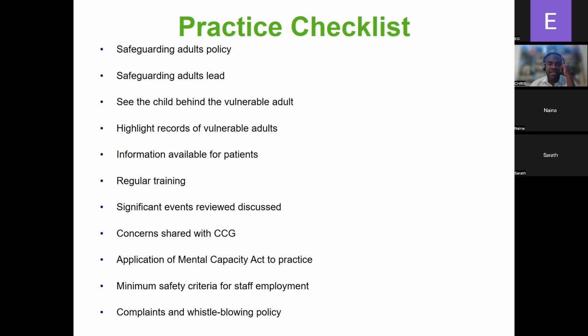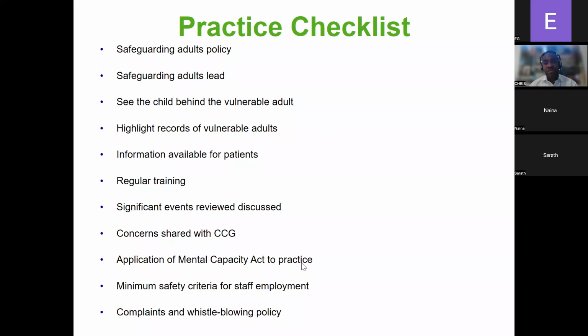Application of Mental Capacity Act to practice. The Mental Capacity Act must be applied in practicality, where the service user comes under a category of people who fall under Mental Capacity Act. Minimum safety criteria for staff employment must be checked. For example, the care home must ensure they don't employ criminals. You have to undertake a DBS check. That's minimum safety criteria for staff employment. You have to make sure that you are not employing staff who will be criminals who will come in and abuse the service users. Very important.